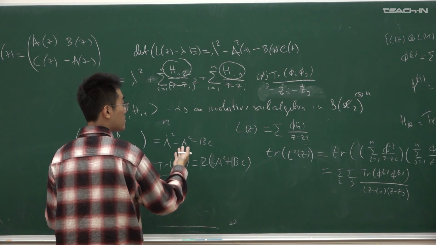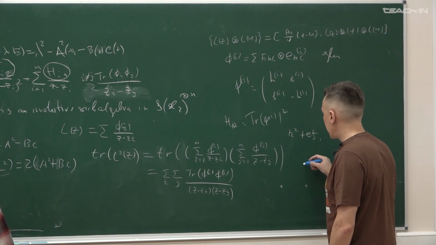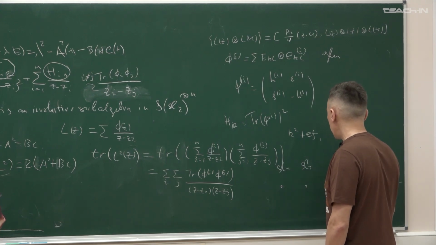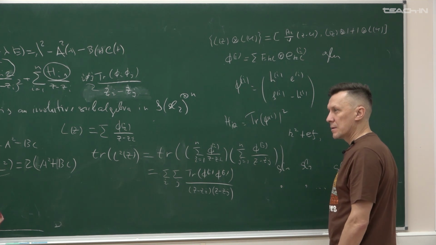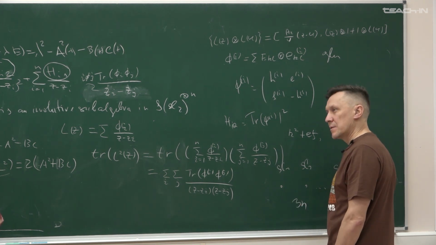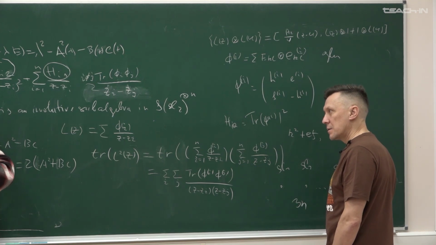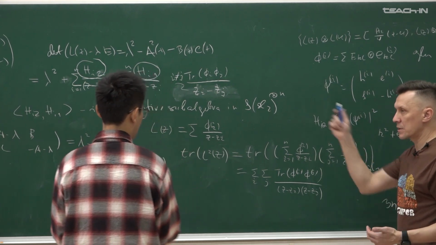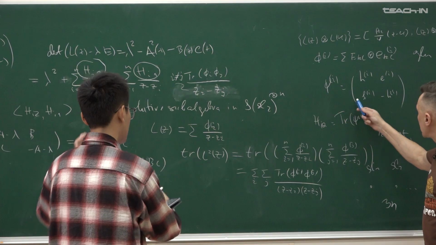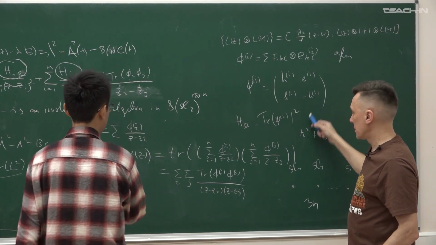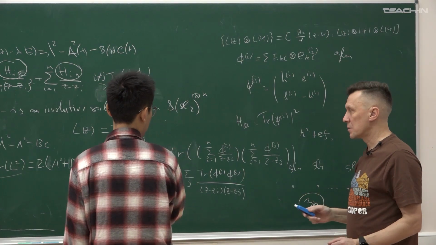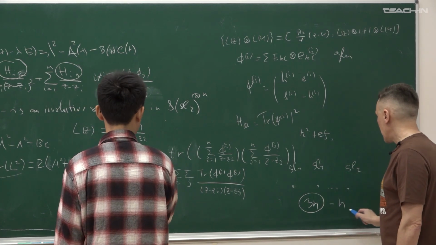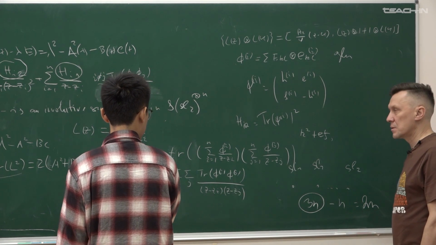You have n sites, so you have n particles, and over each particle you have SL2. So we have 3n variables, all variables which are in the definition of our system. At each pole you have 3 variables, so you have 3n variables at all. And you have n Casimir functions. So the dimension is 2n.